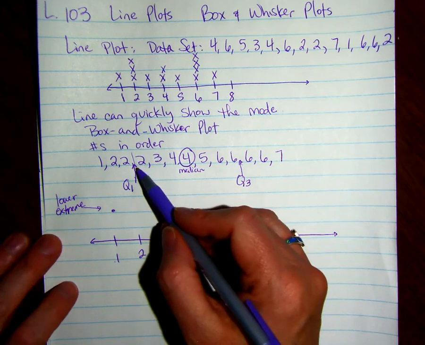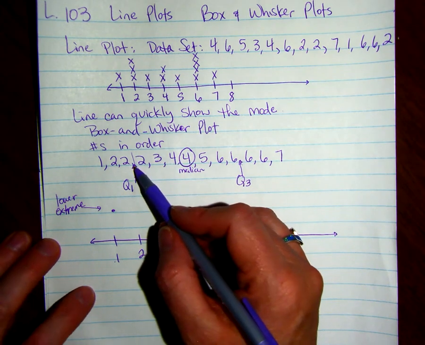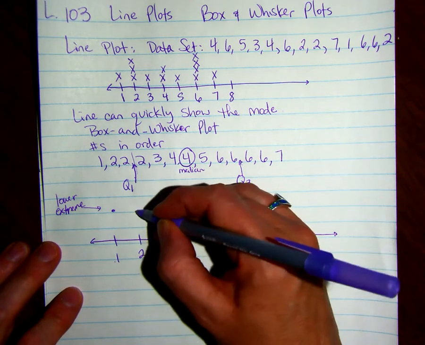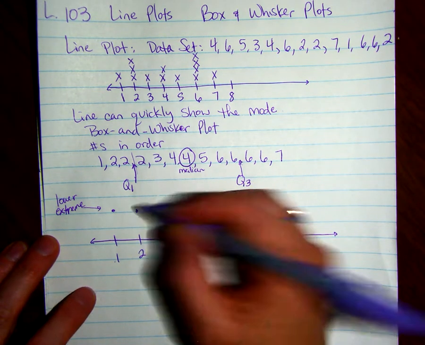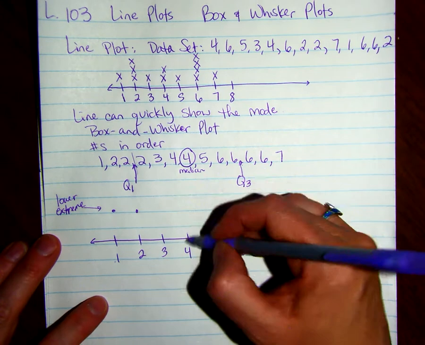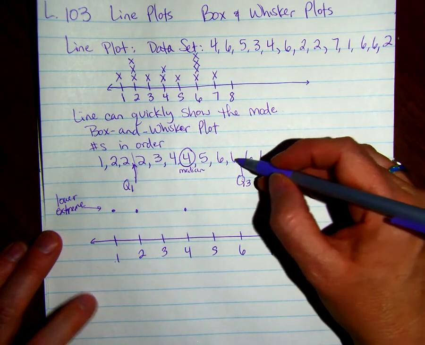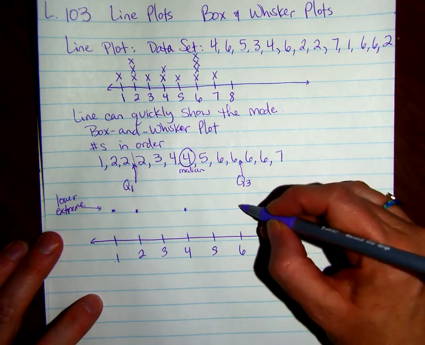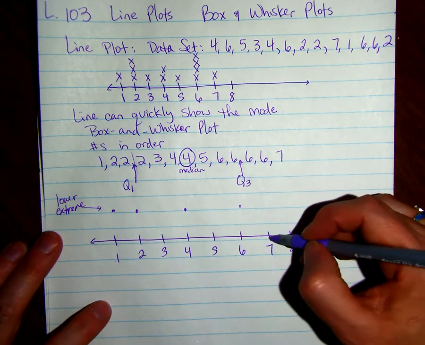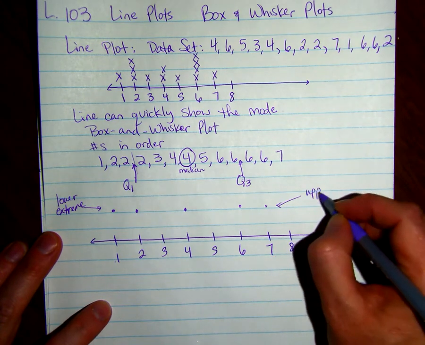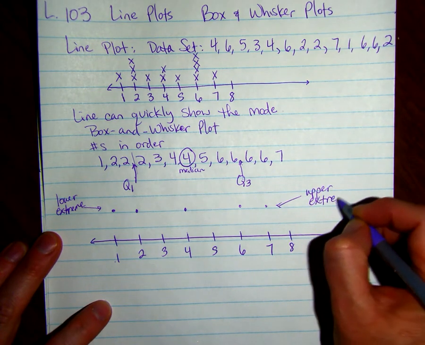We're going to graph our quartile 1, which is the average of between 2 and 2. 4 divided by 2 is 2, so our quartile 1 is 2. Our median's at 4, so we put a dot above 4. Quartile 3 is the average between 6 and 6, which is just 6. And our highest, the upper extreme, is 7. So this is the upper extreme.